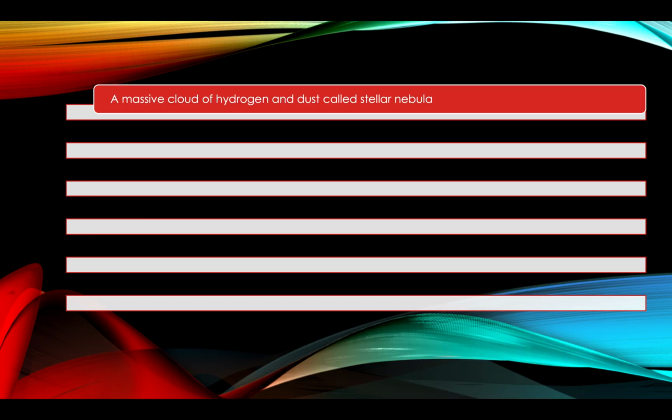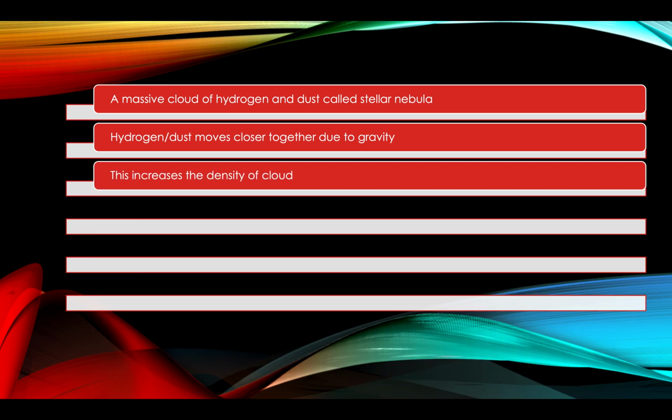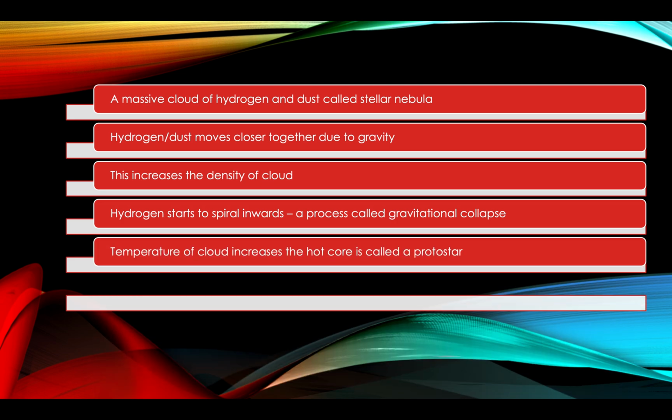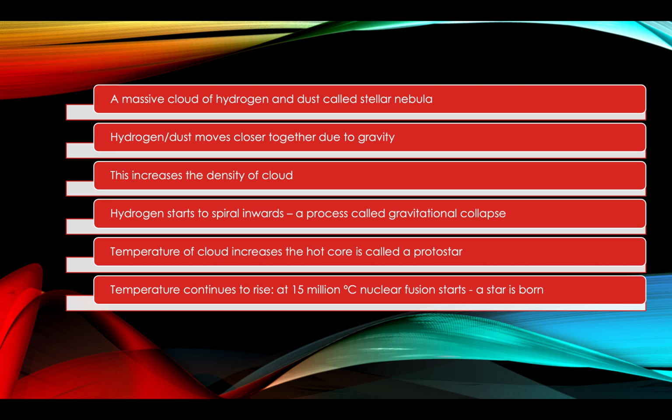So just again recapping those steps in order. At the start we have a massive cloud of hydrogen and dust called a stellar nebula. Gravity pulls that hydrogen and dust closer together. The density of the cloud increases. The hydrogen starts to spiral inwards in a process called gravitational collapse. We end up with the temperature of the cloud increasing, and you have a hot core called a protostar. And once you hit 15 million degrees, nuclear fusion can start, and that's when a star has been formed.